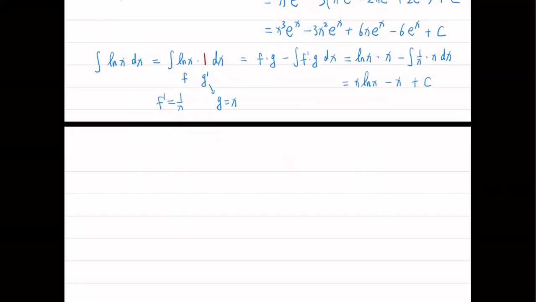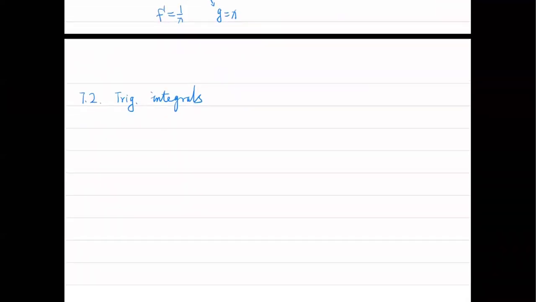Then we start the next section about the trigonometric functions. How do we integrate trigonometric functions? The first part is this, cosine nx, a polynomial of cosine and sine. To integrate this, we divide it into several cases.